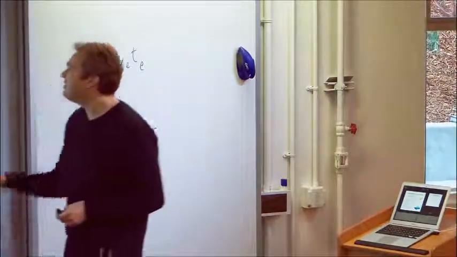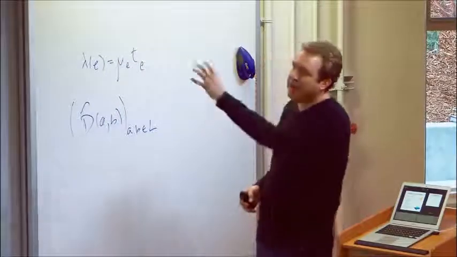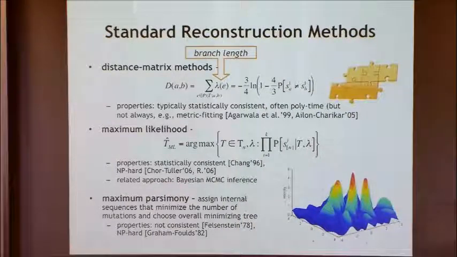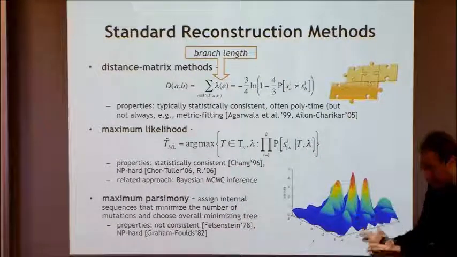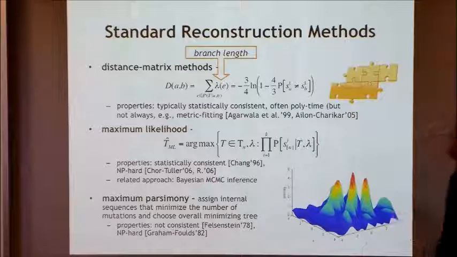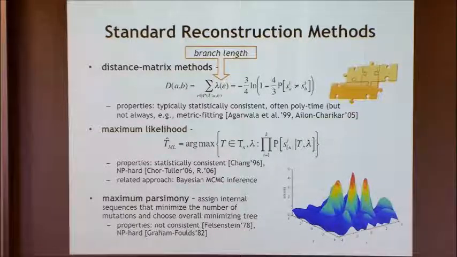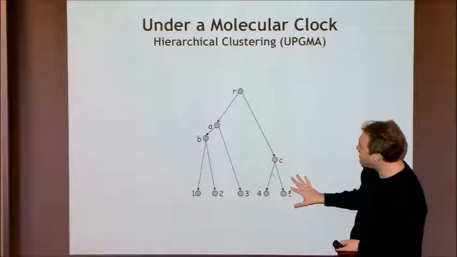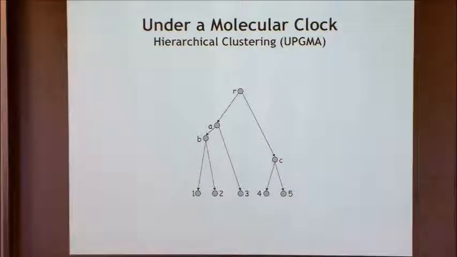And so, for example, if I just apply the basic idea that I had before, which was this idea that you reconstruct quartet trees and then you put them together, that gives me one way of reconstructing the tree. Here's another way. So there's lots of different ways of doing this. Suppose that I have a molecular clock this time, and so the mutation rate is the same everywhere. And so what that means is mu e is equal to some fixed mu for every e. This is called the molecular clock assumption.